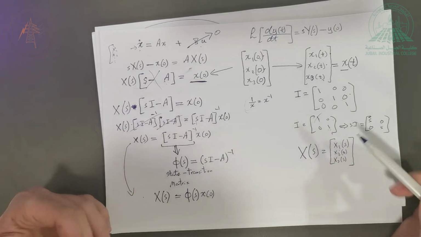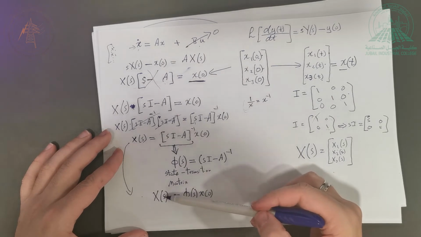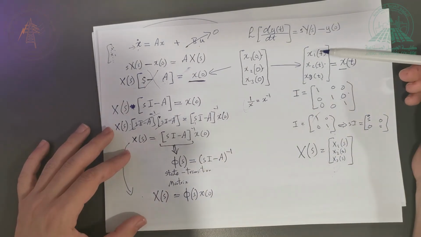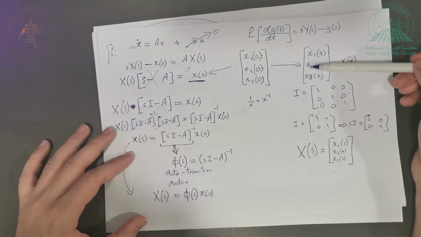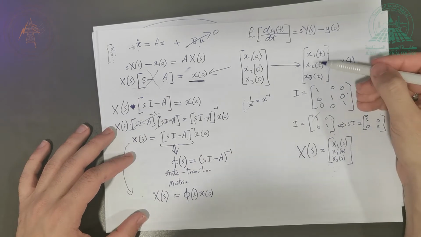I don't want to find x1, x2, x3 in the frequency domain, right? This is x1, x2, x3 in the frequency domain. This is not what I want. Remember, our goal is to find the time values, the future values. When we talk about future, we want to find the value at any point of time, t, right?